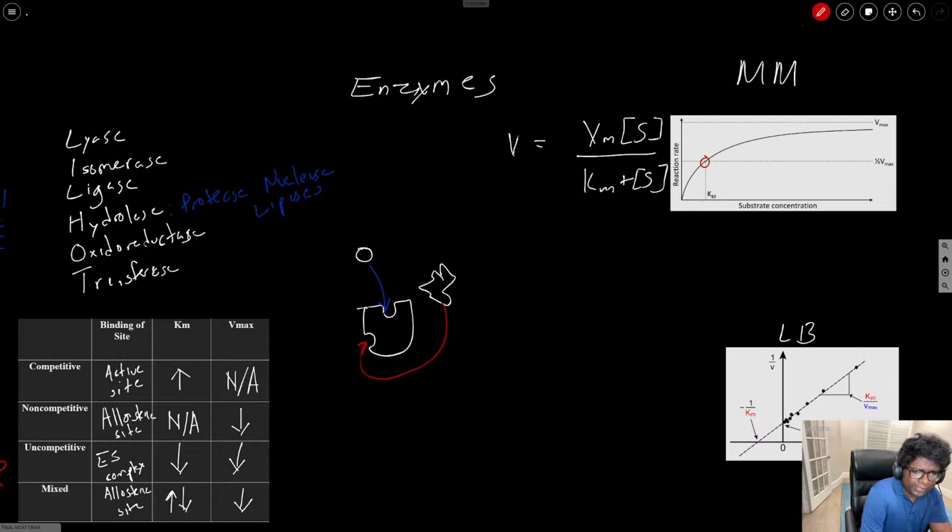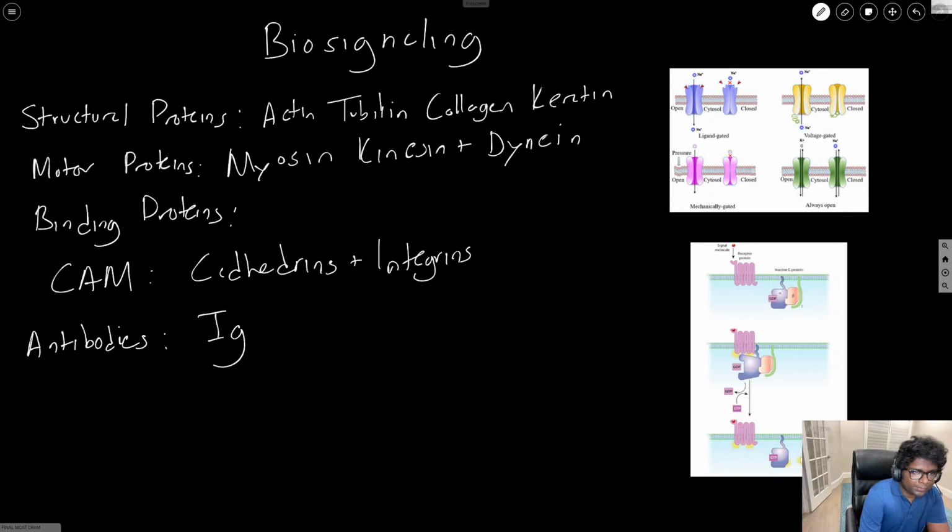Note that after you reach your half Vmax, you go from a linear graph to something more logarithmic. It's pressure based. So you move from high pressure to low pressure.